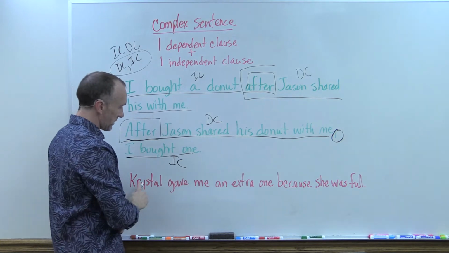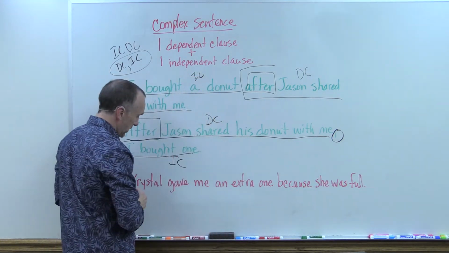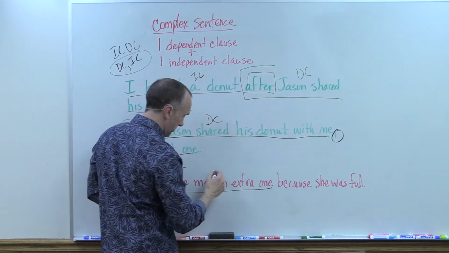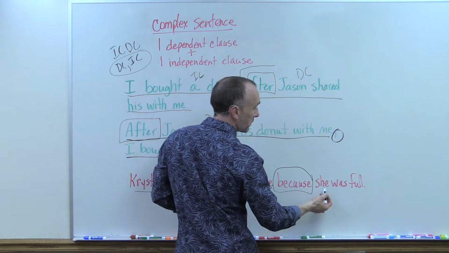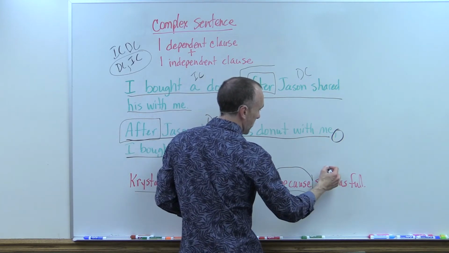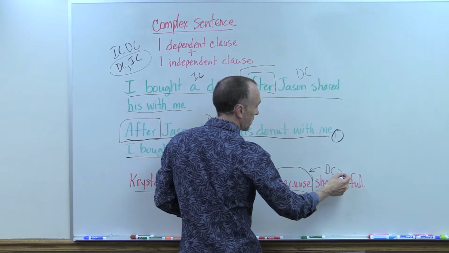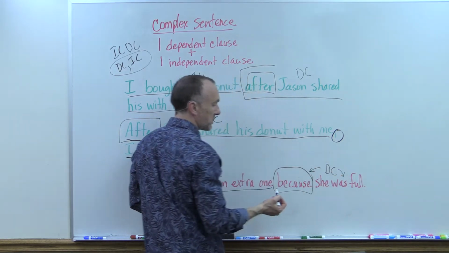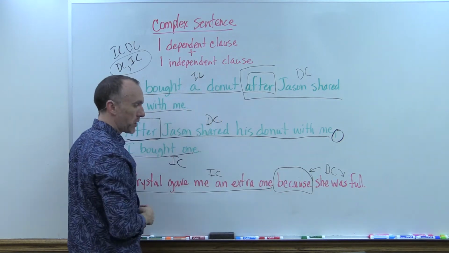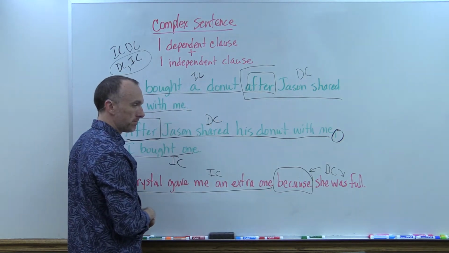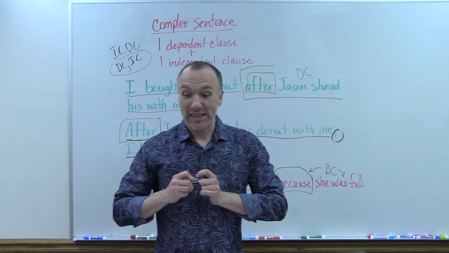Let's look at the next sentence. Crystal gave me an extra one because she was full. Crystal gave me an extra one is an independent clause. Because is my subordinator, but do I have a subject and a verb? She was full. Yes. That means it's a dependent clause because it contains a subject and a verb and the subordinator. No comma. Just like that. So that's the complex sentence.